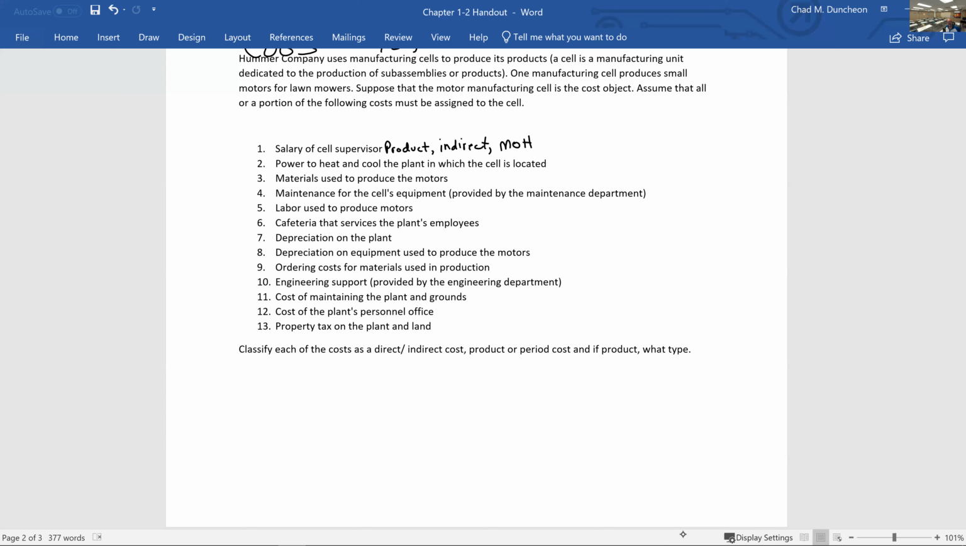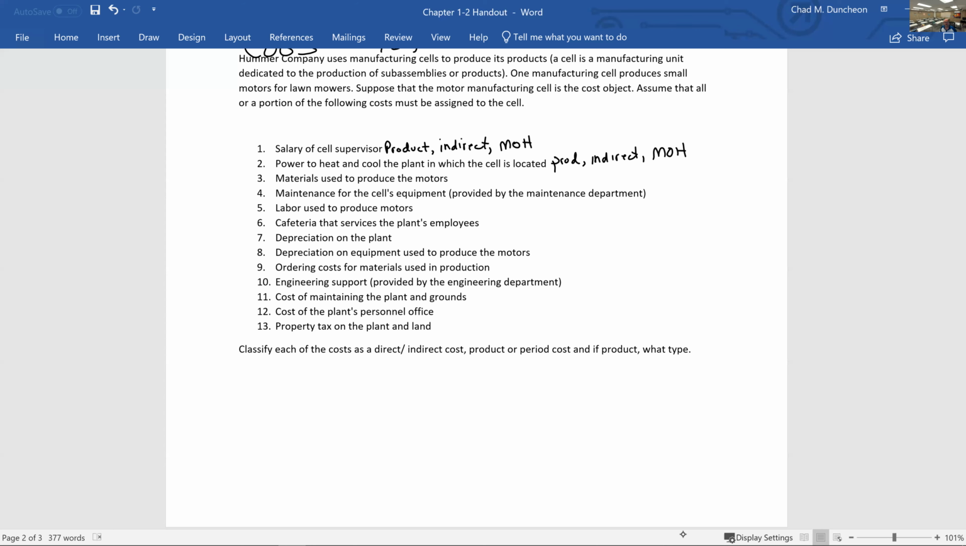All right, power to heat and cool the plant where the cell is located. That is a product cost, because we need power, we need that cell to be heated and cooled, but we can't directly trace that power to it. But it is part of the product cost. And since we can't directly trace it, it is indirect. And always, indirect product costs are manufacturing overhead.